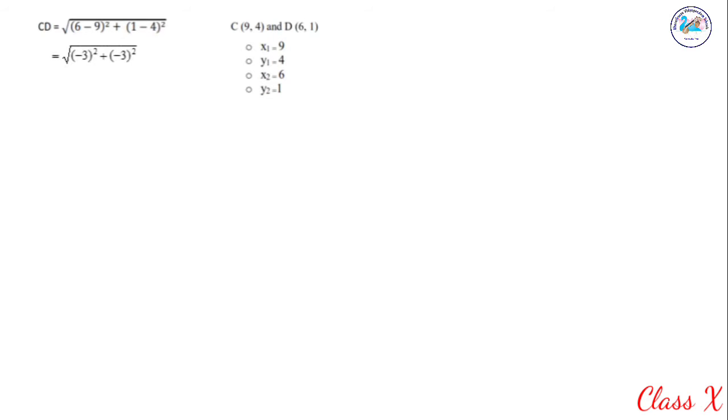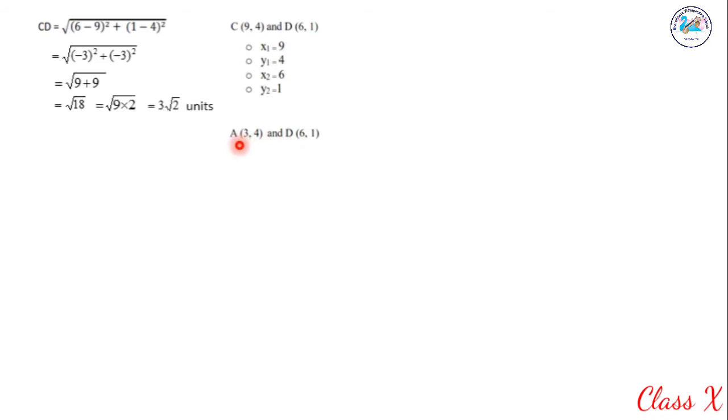Going for the calculation, 6 minus 9 is minus 3, and 1 minus 4 is also minus 3. So minus 3 square plus minus 3 square. Minus 3 square is 9, again minus 3 square is also 9. So 9 plus 9 is 18, so root of 18. Root of 18 we can split as root of 9 into 2. Then this 9 is a perfect square, so it comes out as 3 root 2 units. So the length of CD is 3 root 2 units. Next we have to go for calculating the length of AD.